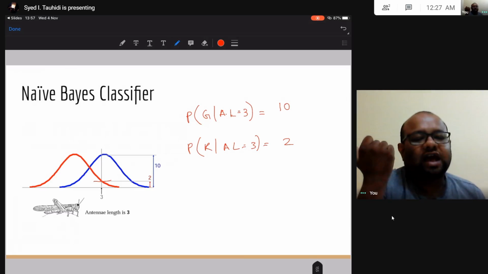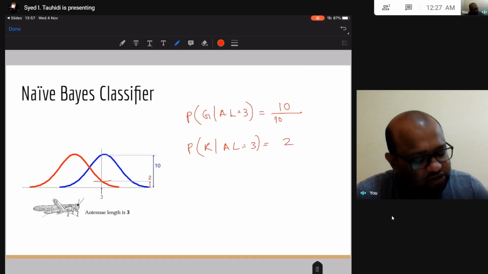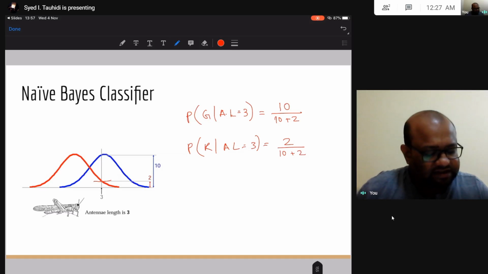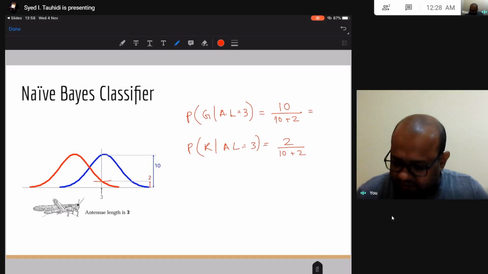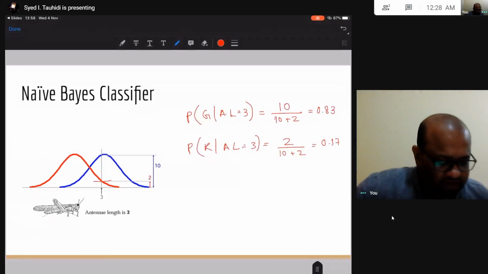So what do I do? I am going to normalize it by the total sum. So 10 plus 2, this is what I am going to divide by. This is going to give me 10 by 12, and 10 divided by 12 is 0.83. And 2 divided by 12 is going to be 0.17. Alright, so this is what I have.